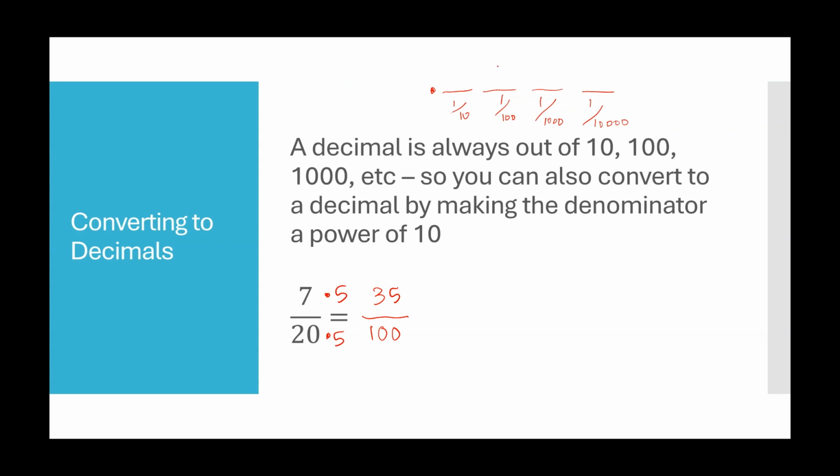But careful, right? We have to carry that 3 on over. This is 35 hundredths, or it's 3/10 and 5 hundredths. So when we write this as a decimal, it's just 0.35. So if you have a number that's easy to get to 10 or 100 or 1,000, this is a really fast way. No long division required.